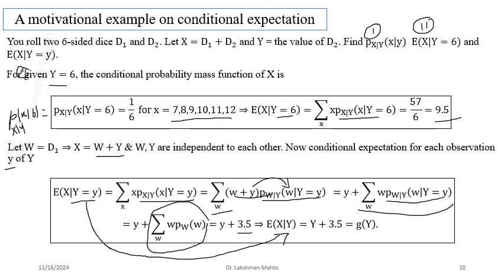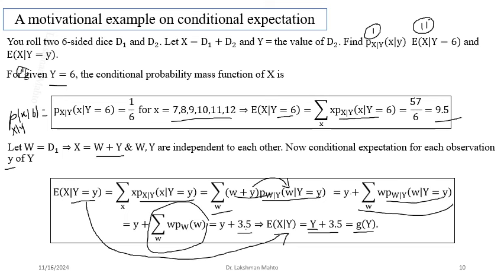Okay, in the same derivation fashion, this small y will be replaced by capital Y, a random variable. So what do you observe? The expectation of x given y is Y plus 3.5. And what is this? It is a function of y, a linear function. So we will call it g of y.